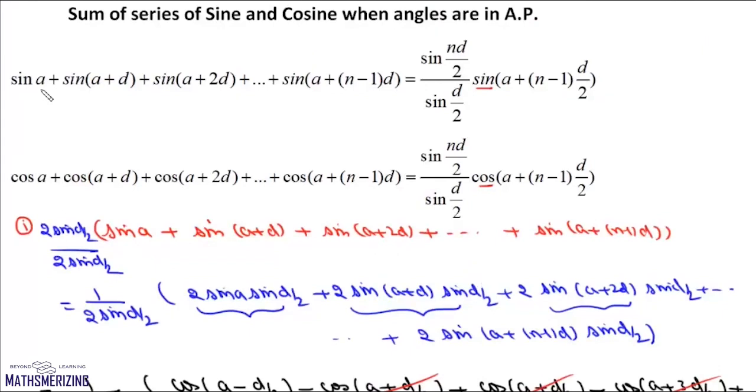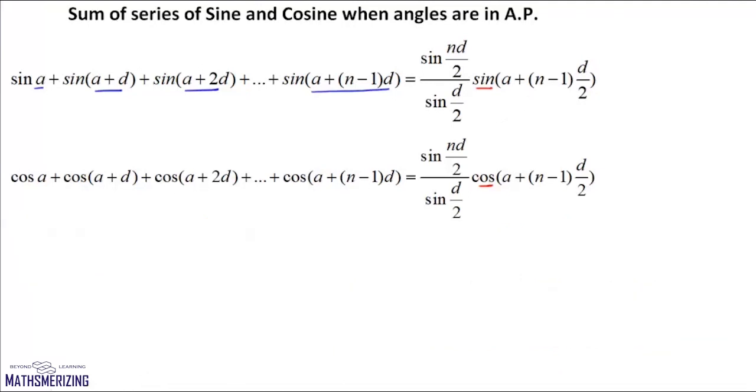If angles are in AP, then sine A plus sine A plus D plus sine A plus 2D up to sine A plus n minus 1D, which is sum of n terms, it is given by sine n d by 2 upon sine d by 2 into sine A plus n minus 1D by 2.